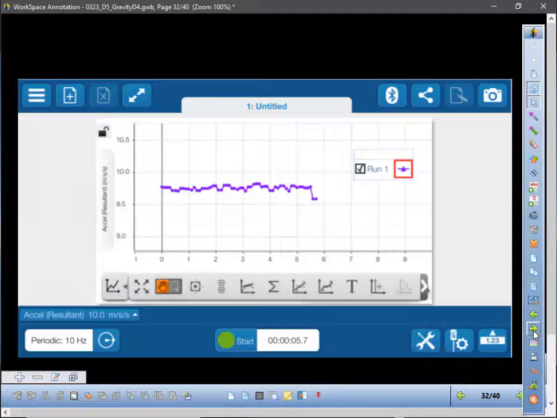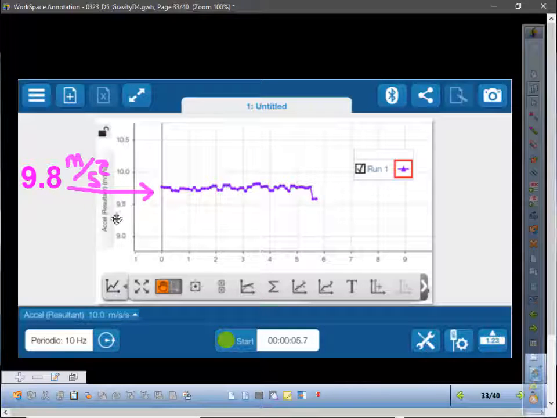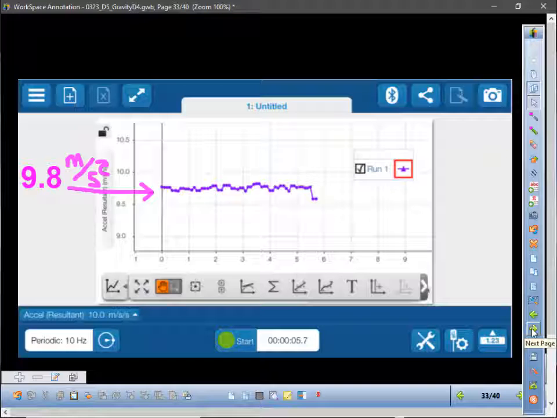You should have got a graph that looks something like this. Now, it might not be perfectly flat, but it's fairly horizontal. And what I want you to notice is that this reading here is 9.8 meters per second squared. It's measuring the gravity again. Okay, we're going to try one more experiment.